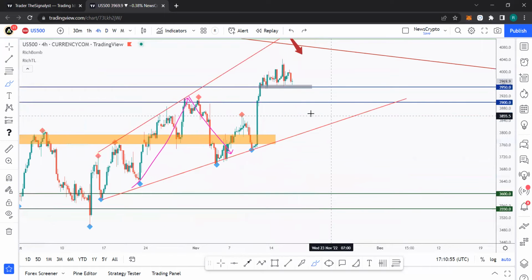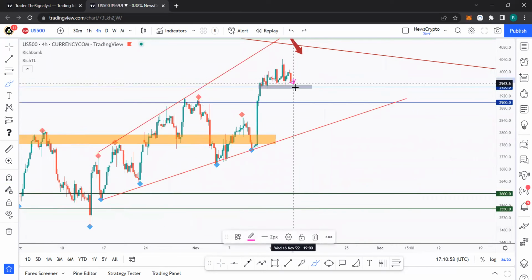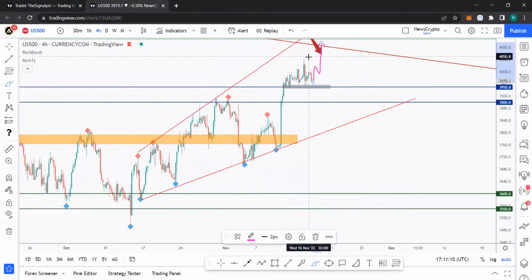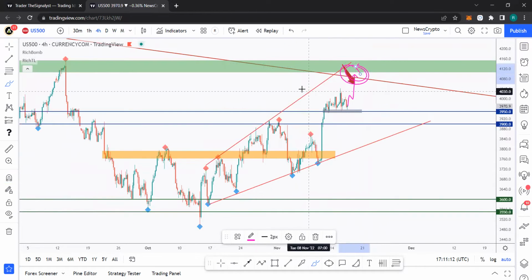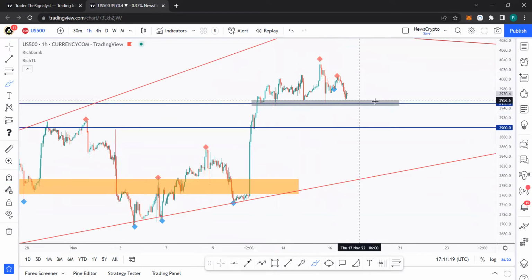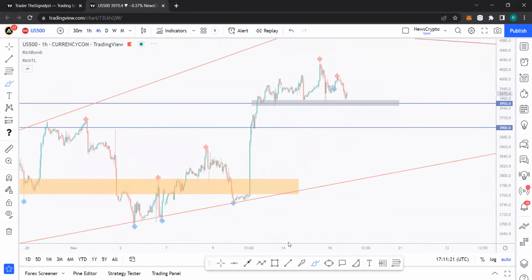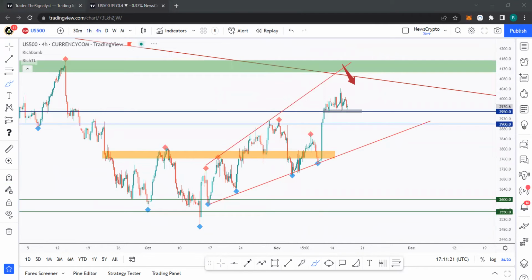How do we know? If and only if we break below this low. If we break below it, we will start the correction movement. It can last for a couple of days, couple of weeks before we trade higher again. Meanwhile, and until this happens, we can still trade higher from here to test this resistance zone, which I already explained or showed you from daily time frame. That's basically it. I can't really say much. That's it for US 500.